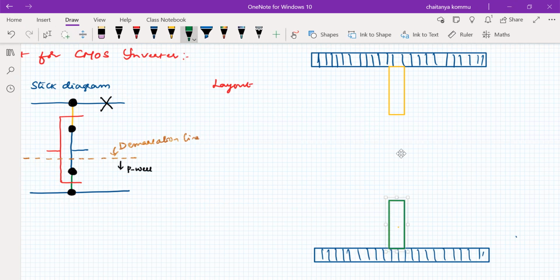Okay, fine. So between that, what is the material that we have to use? Blue color. But it's 3 lambda size it should be. So that's the reason why I'm going to consider it 3 lambda in this way. For the n diffusion, p diffusion 2 lambda, but the width of the PMOS transistor, width of the metal must be 3 lambda.